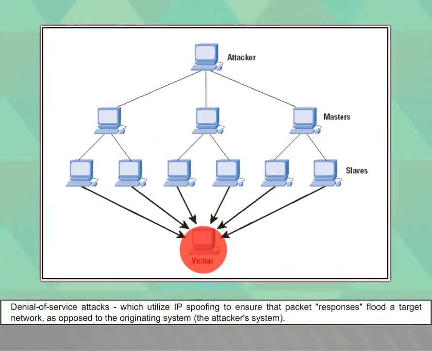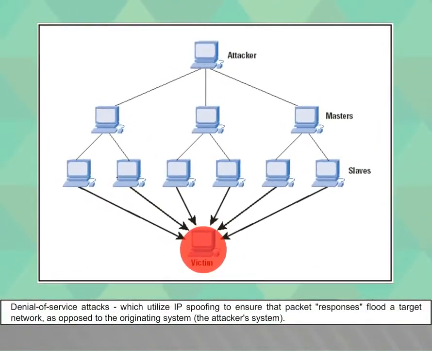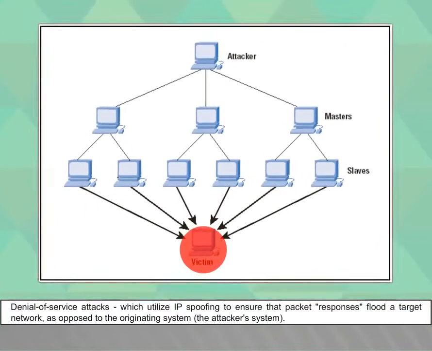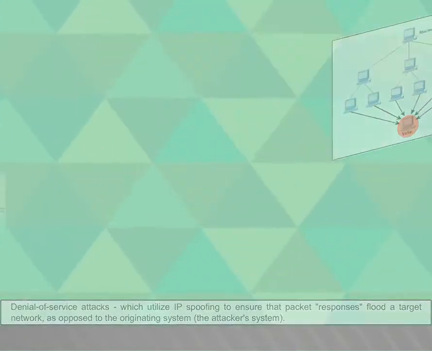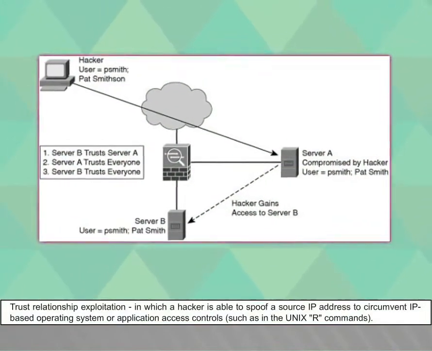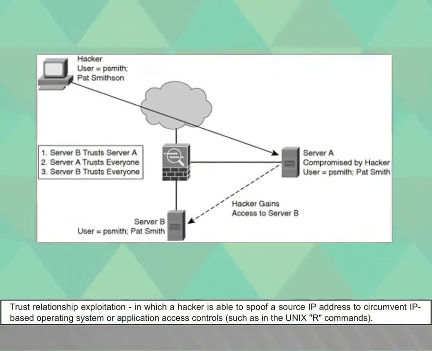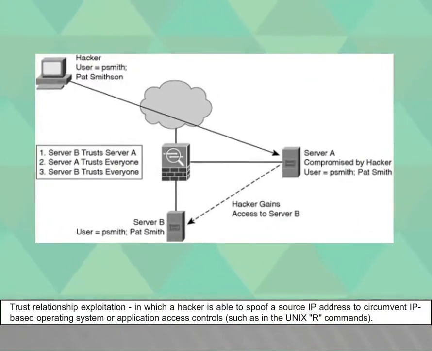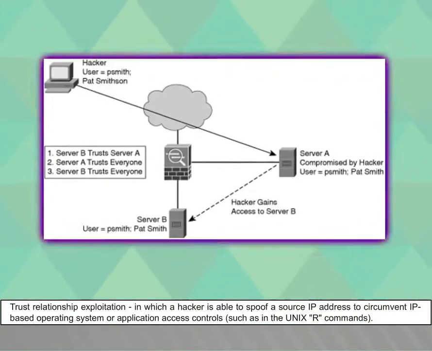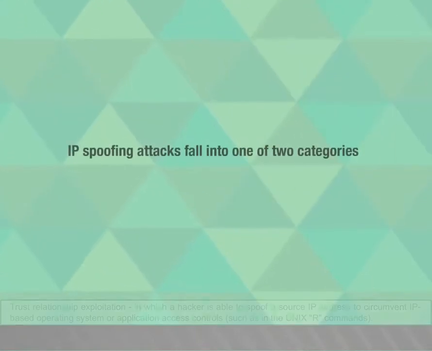Denial of service attacks, which utilize IP spoofing to ensure that packet responses flood a target network as opposed to the originating system, that is, the attacker's system. Trust relationship exploitation, in which a hacker is able to spoof a source IP address to circumvent IP-based operating system or application access control, such as in the Unix r commands.